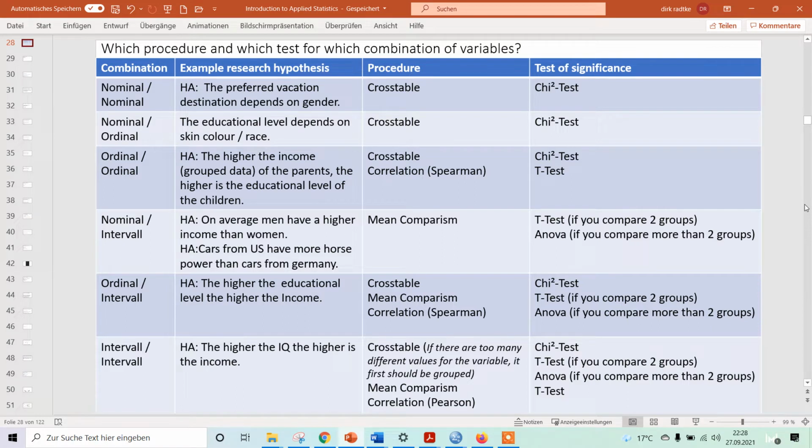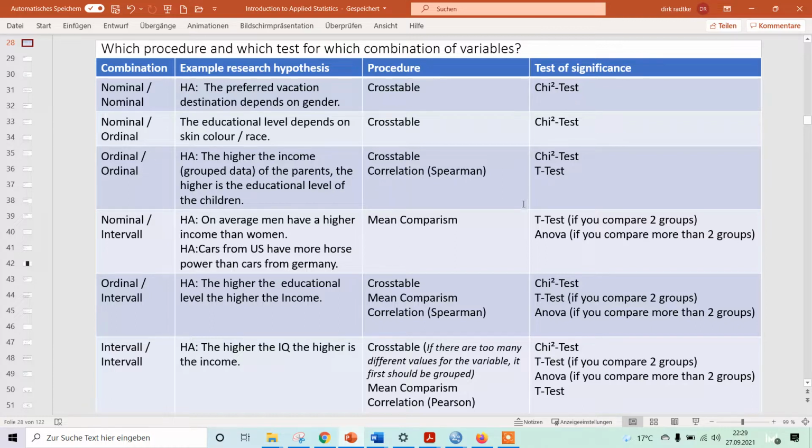Okay, welcome. So in our last session we talked about this table and when and how to apply which procedure. That depends very often on the combination of variables that we want to examine. For example, if we have in the first line two nominal scaled variables, an example would be that the preferred vacation destination depends on gender. Vacation destination and gender are both nominal scaled variables. Then we have to create a cross table and apply the chi-square test.